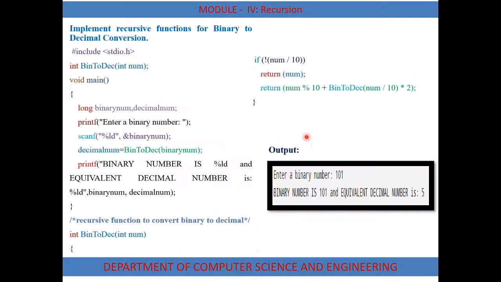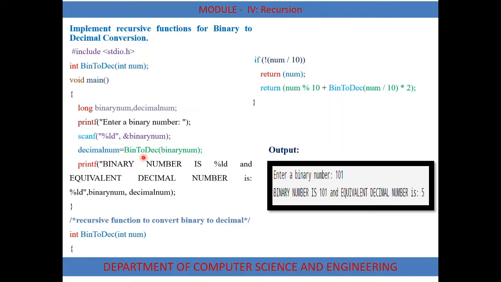Let's see the program. Declare the function binary to decimal. Declare the variables binaryNum and decimalNum, both considered as long int. Next, enter a binary number. So read a binary value. Let me consider the binary value as 101. Next, decimal number is equal to binary to decimal of binary number.